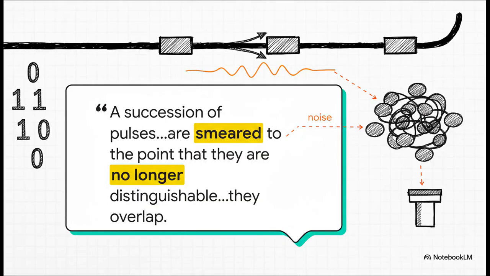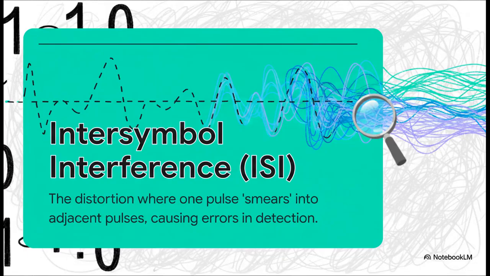The source material we're looking at puts it perfectly. It says these pulses get so smeared out that they're no longer distinct from one another. They actually start to bleed into each other, to overlap. And that right there is the central challenge of all high-speed communication. This smearing effect has a name, and it's the main villain of our story today. Intersymbol interference, or ISI. It's when the energy, kind of like the ghosts of the pulse that just went by, spills over and interferes with the pulse we're trying to read right now. And that interference is what causes errors, making it hard to tell a 1 from a 0.